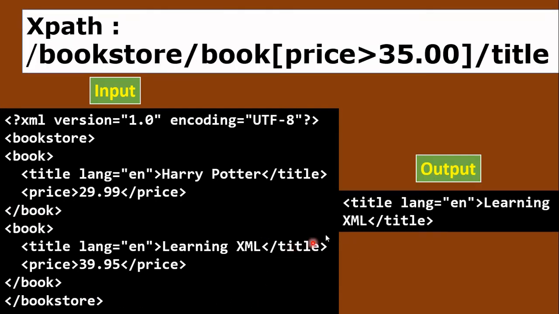This XPath expression describes the book where the price is greater than 35. If you need the name of that particular book, then you can use this kind of XPath expression. Here you can see there is only one book with a price greater than 35, and the name is Learning XML. So this is the output we got for this XPath expression, which is book, the arithmetic operation on price, and then slash title. This is how you can use this kind of expression.